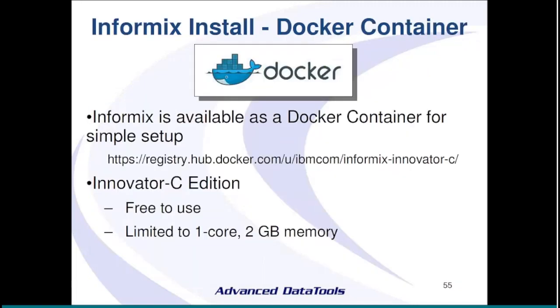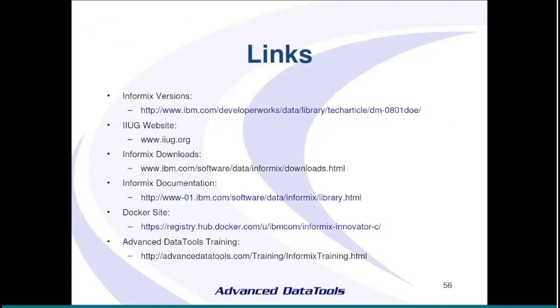IBM has put out a Docker image for Informix. It goes against the Innovator C edition. If you're interested, the information's out there. This is a slipstream version that, once you have the engine up, will get a whole stack of software up and running with Innovator C that works really well together. There are a few links for reference.